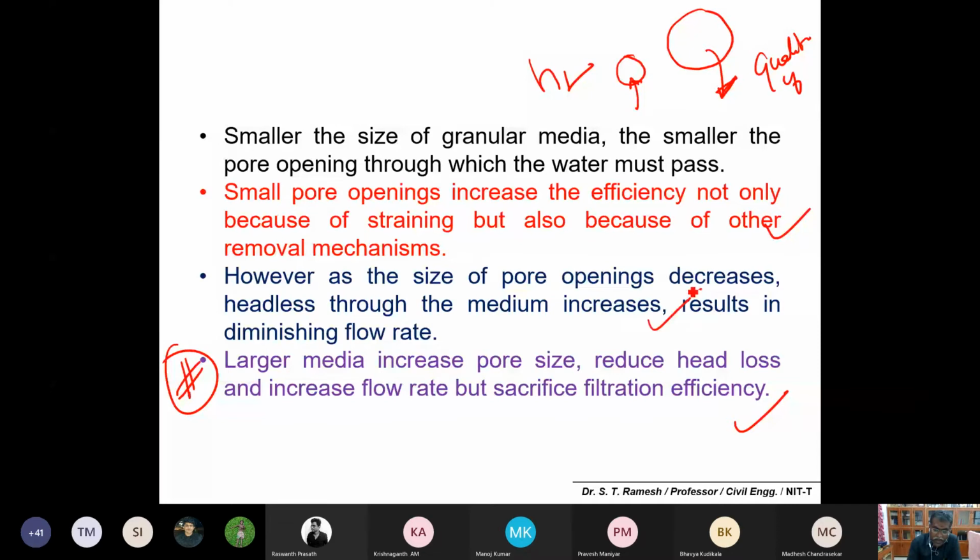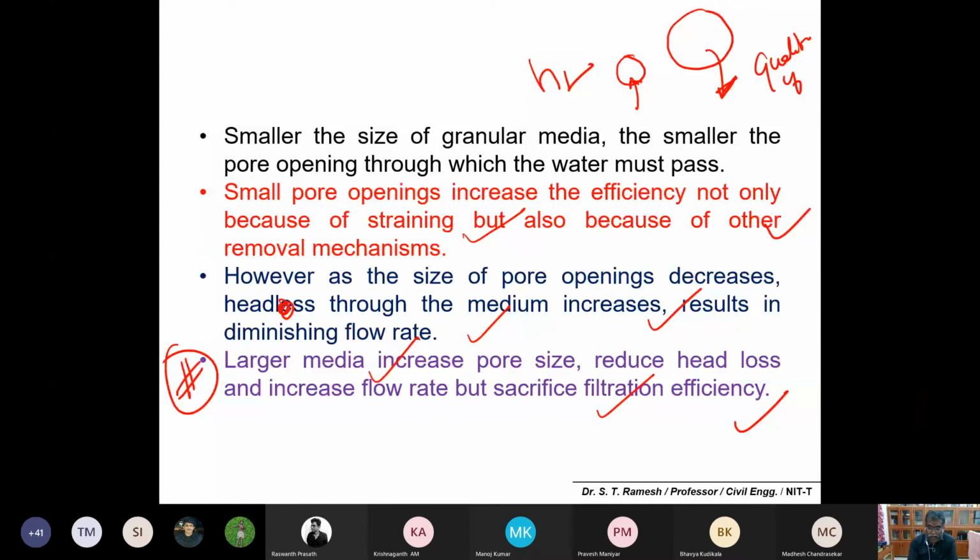That's the second point. Please make a note: a small pore opening increases the efficiency, not only because of straining but also because of the other removal mechanisms. However, as the size of the pore opening decreases, head loss through the filter medium increases, resulting in diminishing the flow rate. Vice versa, larger media increases the pore size, reduces the head loss, and increases the flow rate, but you have to sacrifice filtration efficiency. Is it okay?